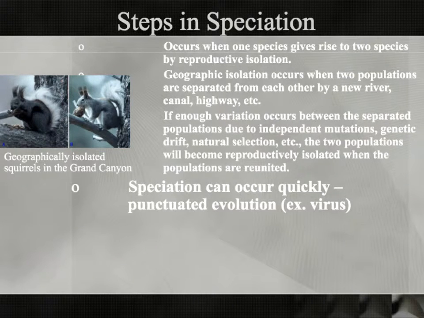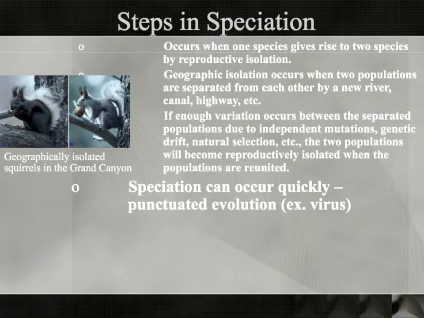Now, steps in speciation. It occurs when one species gives rise to two species by reproductive isolation. Geographic isolation occurs when two populations are separated from each other by, say, a new river, a canal, or a highway, and they can't get to each other. And enough variation occurs between the separated populations due to independent mutations, genetic drift, and natural selection that the two populations become reproductively isolated when the populations are reunited.